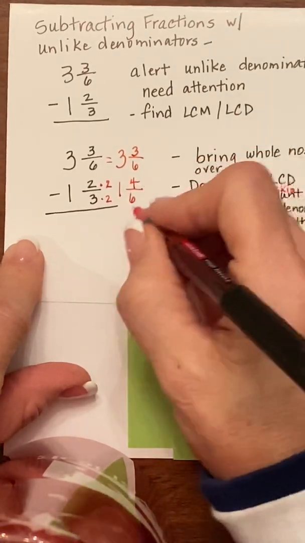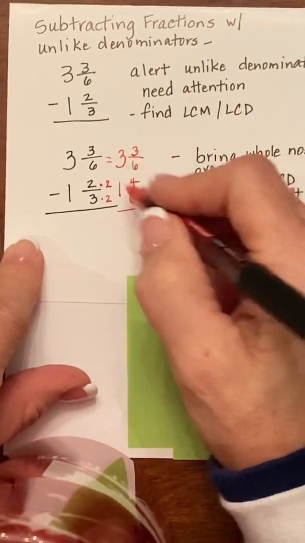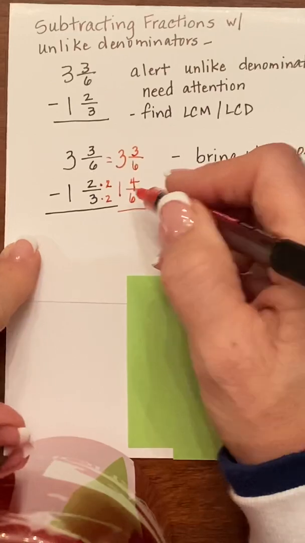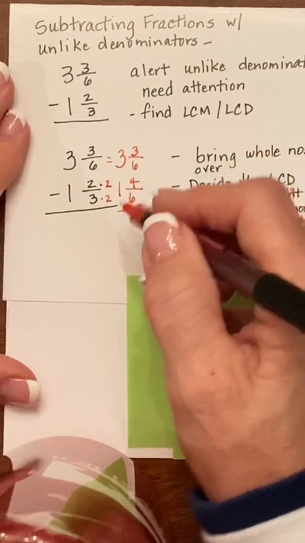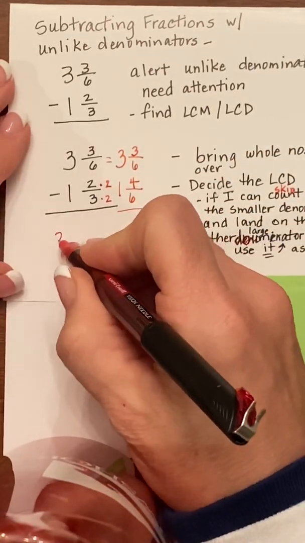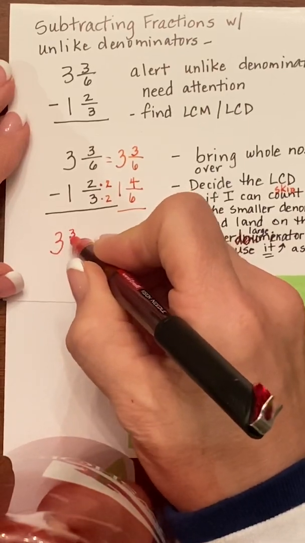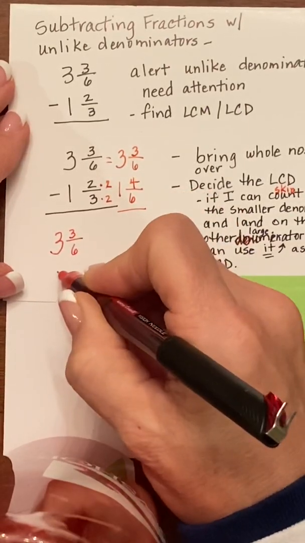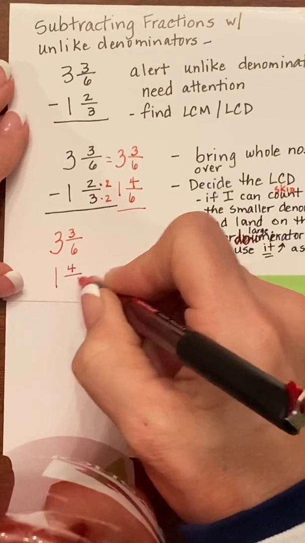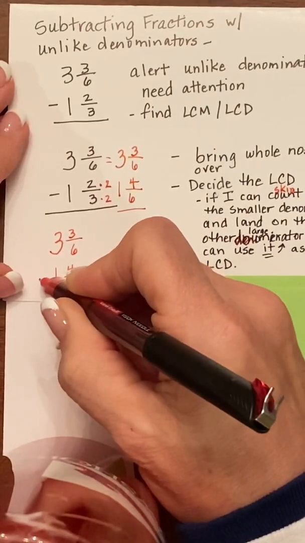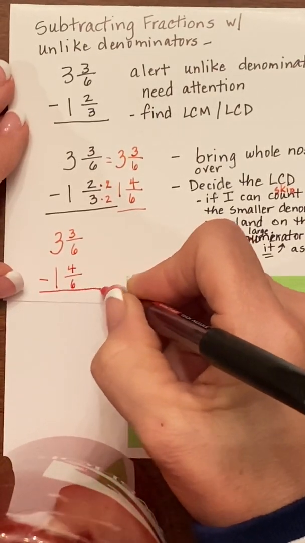Now, we've got a new mixed number minus a new mixed number with like denominators. So I'm just going to copy that again right down here, keeping everything neat and aligned. That is one of the most important things when you have mixed numbers: keeping everything neat and tidy.